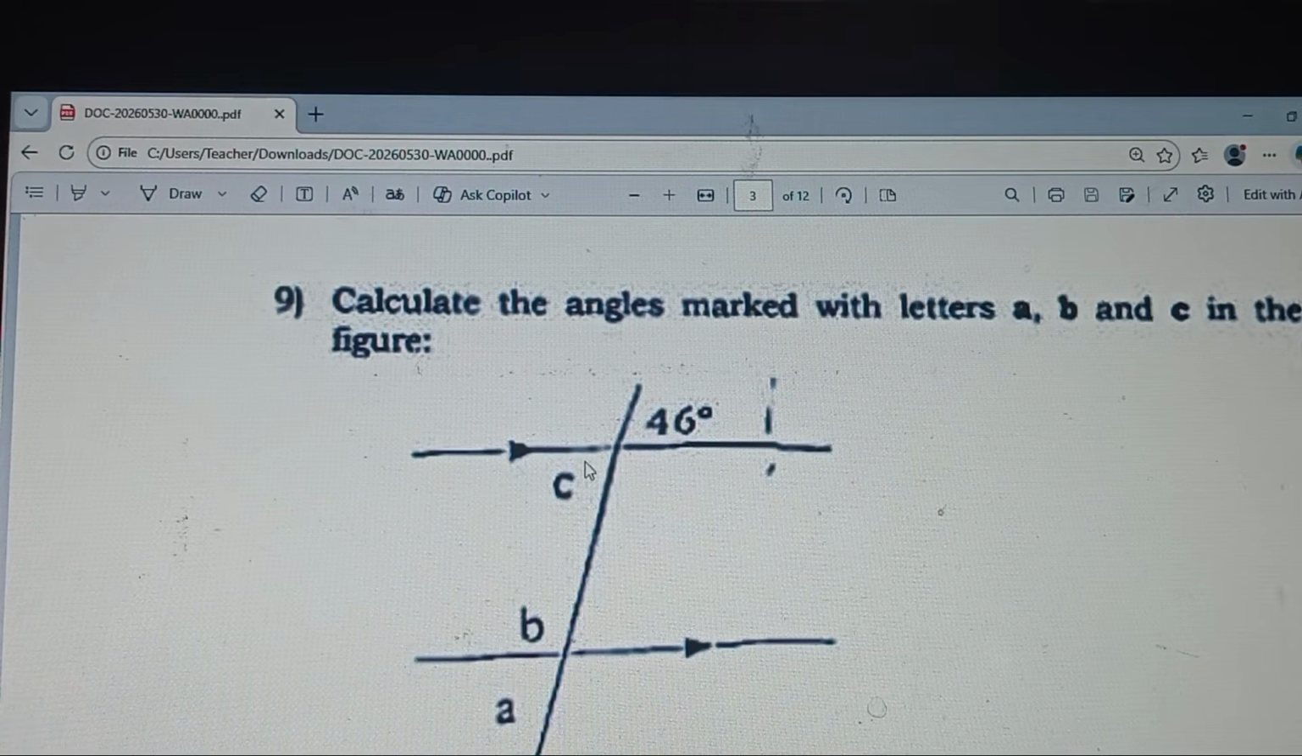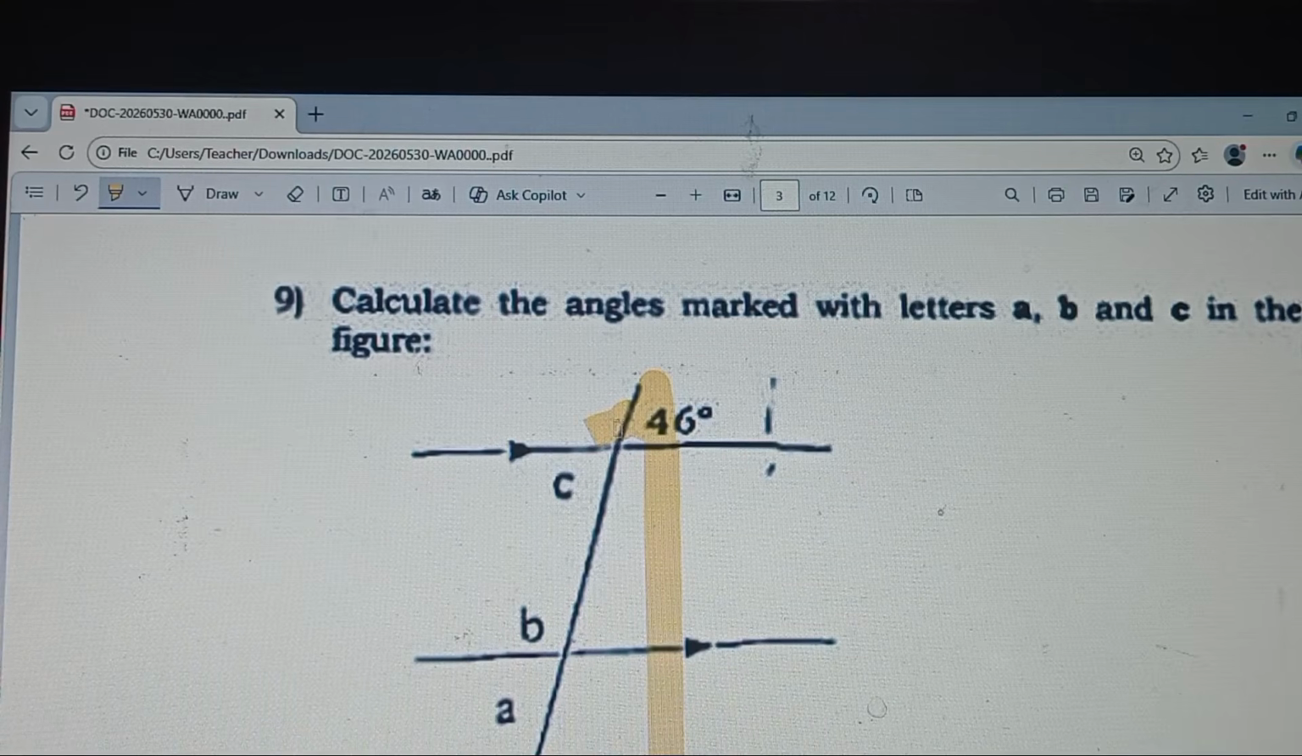Here, for the angle of C, because those lines are parallel, the angle of C and A is equal to 46. Then the angle here and the angle of B are also the same. Let me use the angle for here. The angle for here is 180.